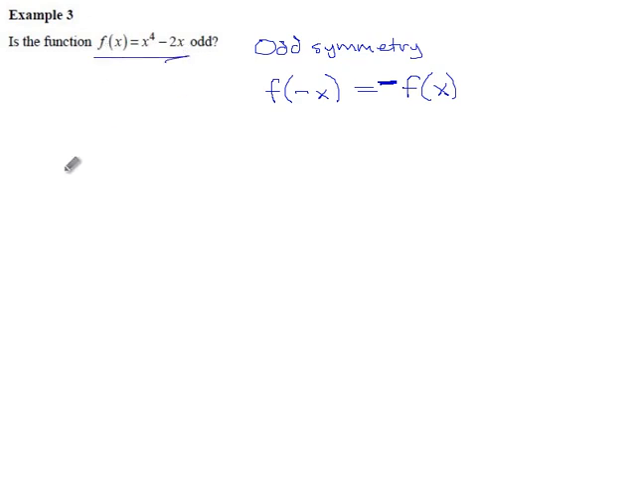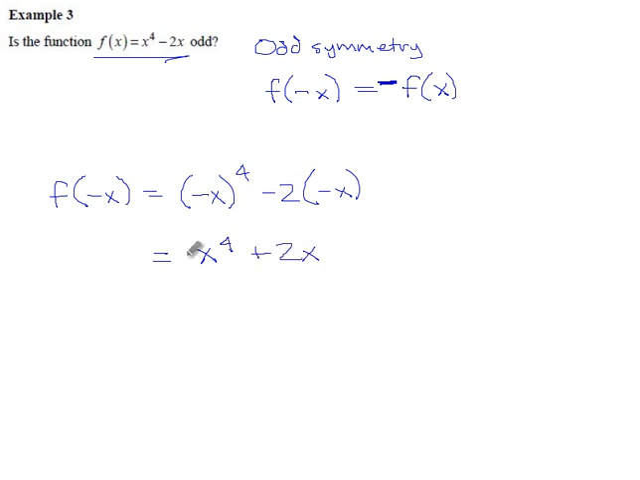Here is our original function. If we do f of negative x, that means we get negative x to the fourth power minus 2 times negative x. This is negative x times negative x times negative x times negative x, which comes out to positive x to the fourth. And then we get negative 2 times negative x, which makes plus 2x. This is not our original function, so we don't have even symmetry.